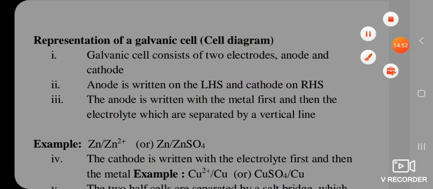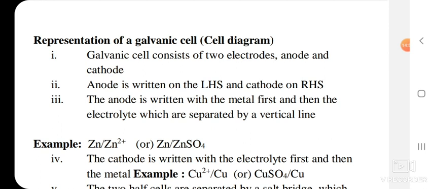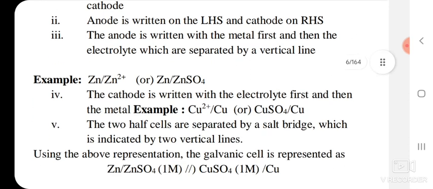Representation of a galvanic cell. Cell diagram. A galvanic cell consists of two electrodes, anode and cathode. The anode is written on the LHS and the cathode on the RHS. The anode is written with the metal first and then the electrolyte, which are separated by a vertical line.